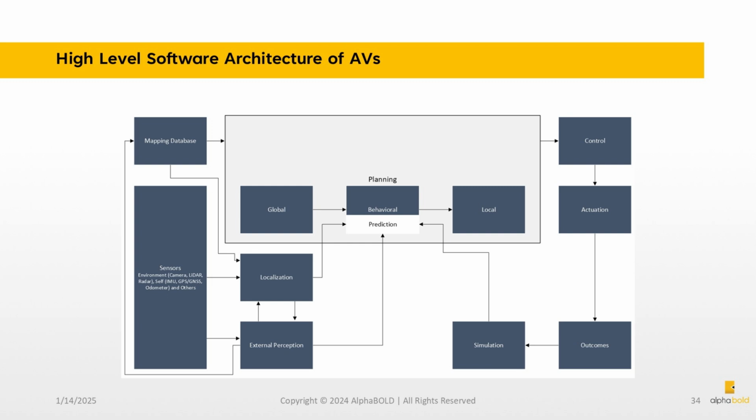7. Mapping database. Stores information about the environment, including roads, traffic signs, and other relevant features. 8. Simulation. Used for testing and validating the AV's software and hardware in a virtual environment. 9. Outcomes. Represents the final result of the AV's actions, such as reaching the destination safely and efficiently.